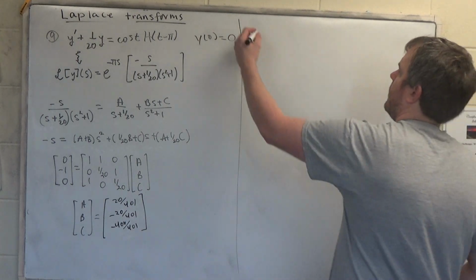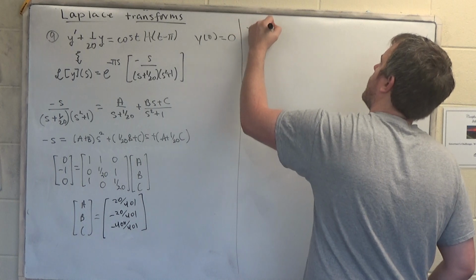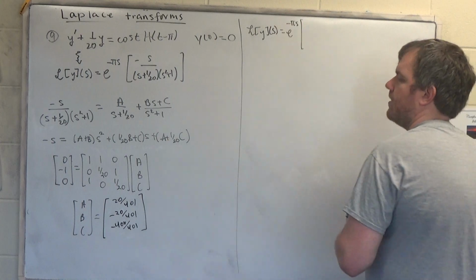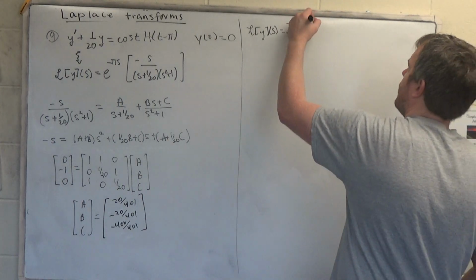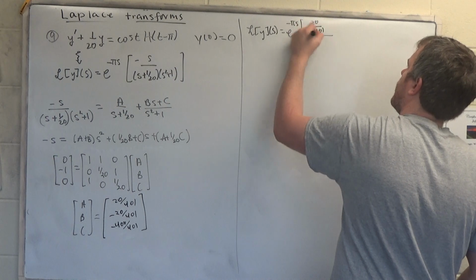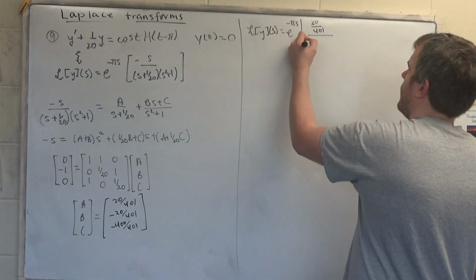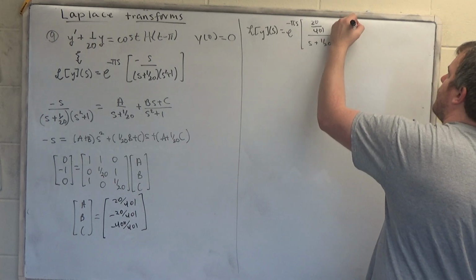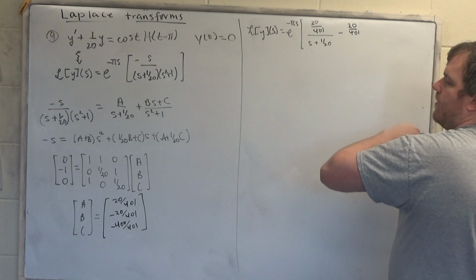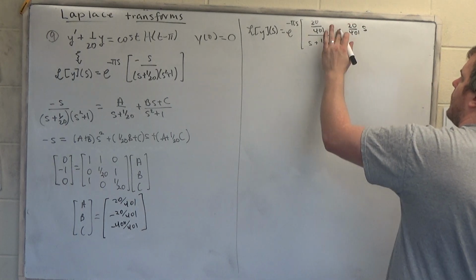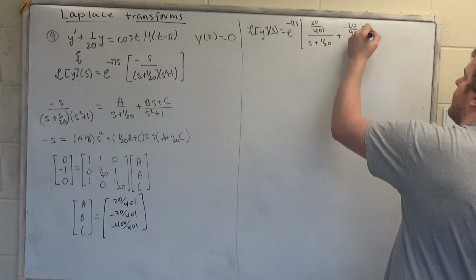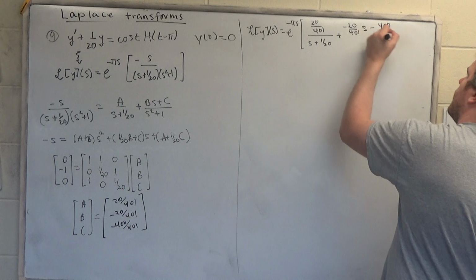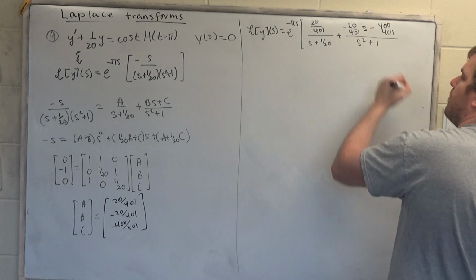And we start the process of inverse Laplace transforming this. So we have e to the negative pi s times, let's see, a was 20 over 401, all divided by s plus 1/20th, minus 20 over 401 times s. So I'll say plus, and that's a negative here. And then c is minus 400 over 401 over s squared plus 1.